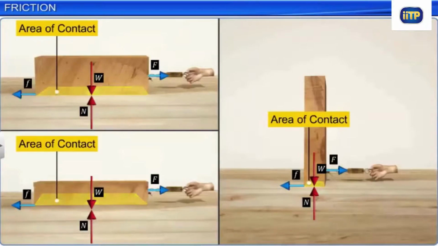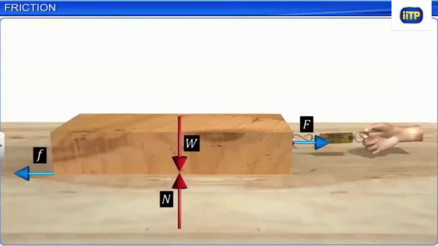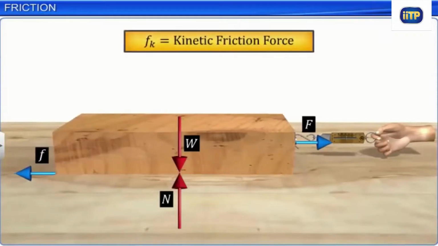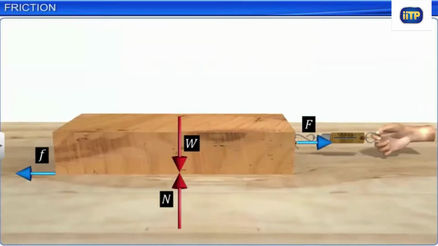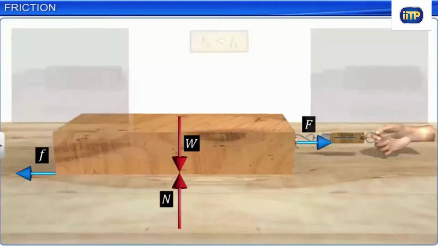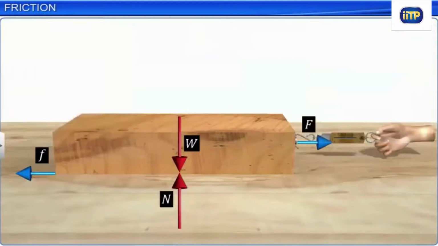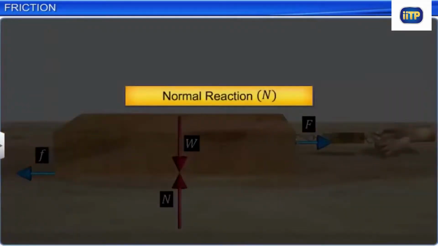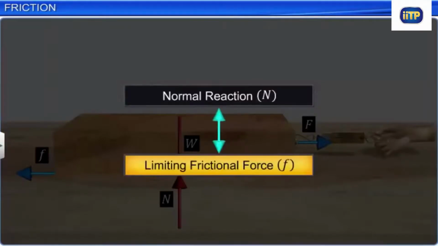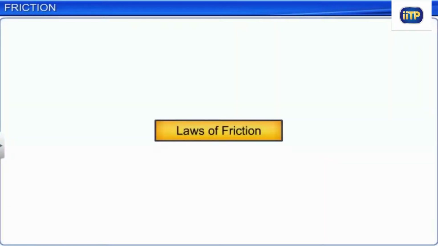When the block actually starts moving, the frictional force experienced by the block is known as the kinetic friction force. The kinetic frictional force is always slightly less than the static limiting frictional force. From the results of this experiment, we can arrive at an empirical relationship between normal reaction and limiting frictional force. These empirical relationships are also known as the laws of friction.